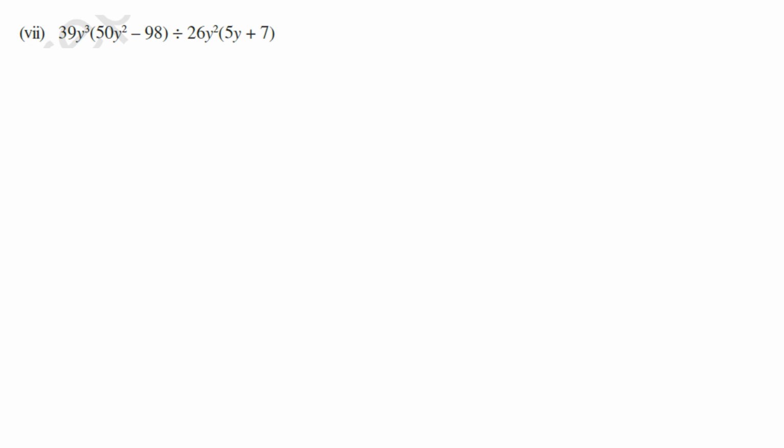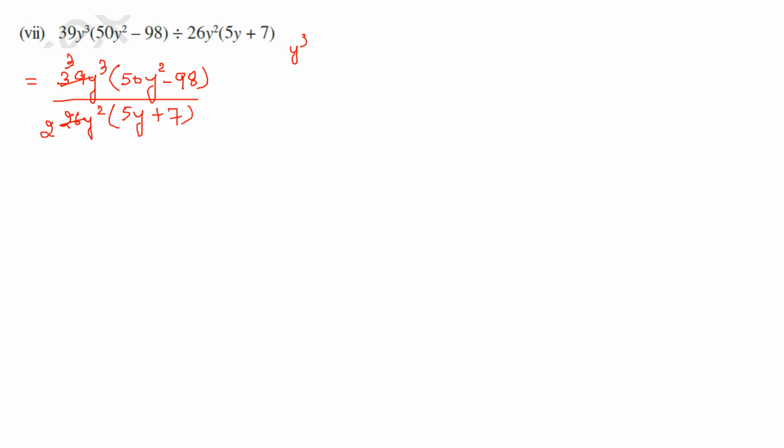So again I am going to write this in the form of numerator and denominator. 50y square minus 98, divided by 26y square multiplied by 5y plus 7. Now 39 and 26 both come in the 13 table, right? 13 times 3 is 39, 13 times 2 is 26. Then y cube by y square. Again you have to use the division law. So it will be y to the power 3 minus 2, which will give me y. So it will become 3 by 2 times y.